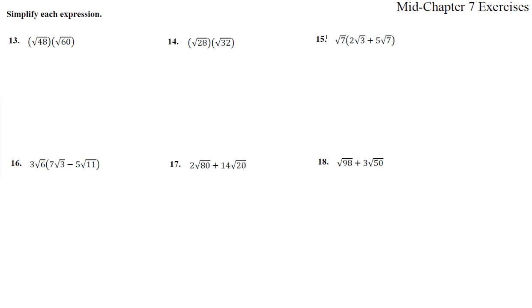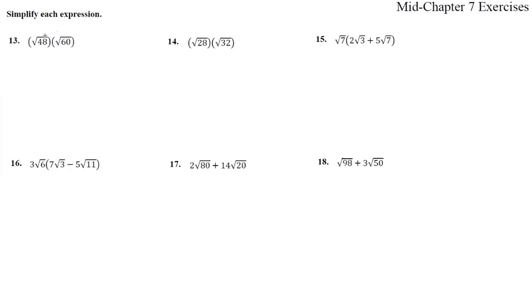Here we are in mid-chapter 7 exercises, numbers 13 through 18, where it says simplify each expression. We're dealing with square roots again, so we need to identify perfect squares. They can be done by knowing the numbers 1, 4, 9, 16, 25, 36, 49, and so on, or identifying by prime factorization. When two numbers are both in there, they will make a perfect square. So with that, let's try this one.